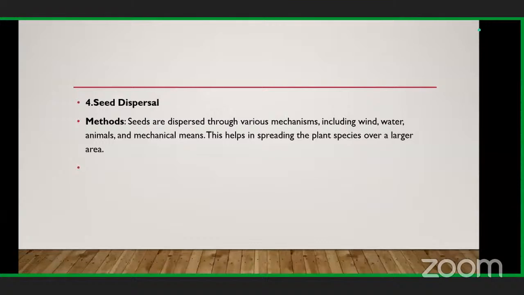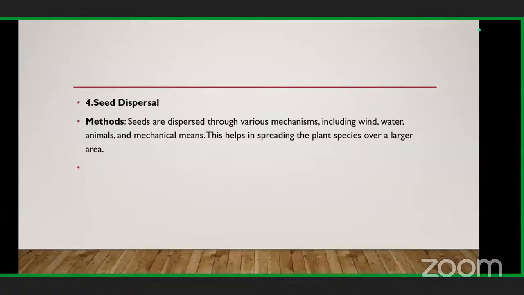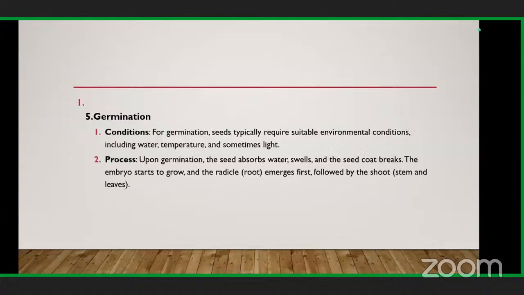Next is seed dispersal. Method: seeds are dispersed through various mechanisms, including wind, water, animals, and mechanical means. This helps in spreading the plant species over a larger area. Then once matured enough, it will disperse in the air, water, or some animal will take it. So like that. Okay, so this is the sexual reproduction from pollination to the seed dispersal.